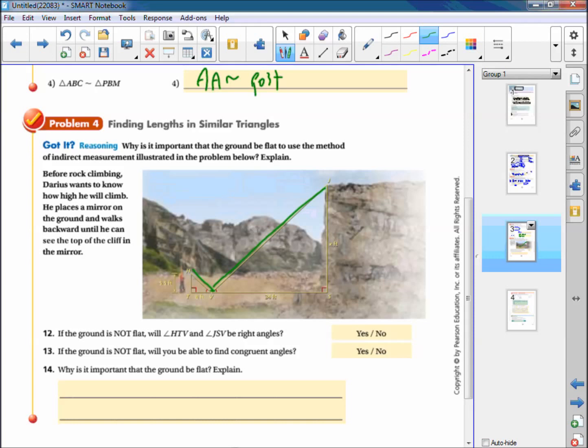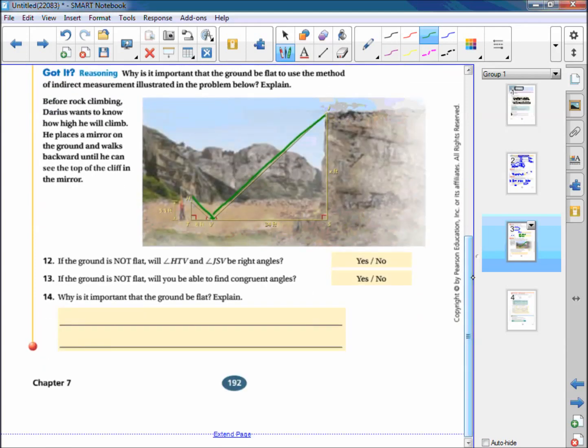out the height. Okay, so why does the ground have to be level? Well, that's important because we're not going to get it right if he doesn't have level ground. Let's see why. So if the ground is not flat, HTV and JSV will be right angles. And this is no. Definitely we're not going to get right angles if the ground's not flat. If the ground's not flat, then this angle down here is either going to be smaller or bigger, and so will the other one.